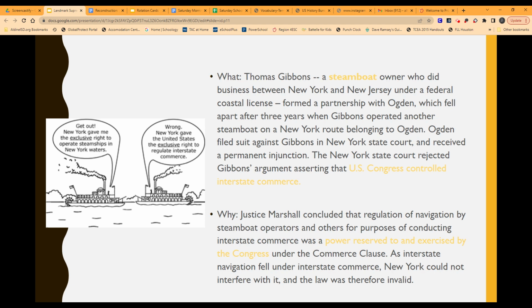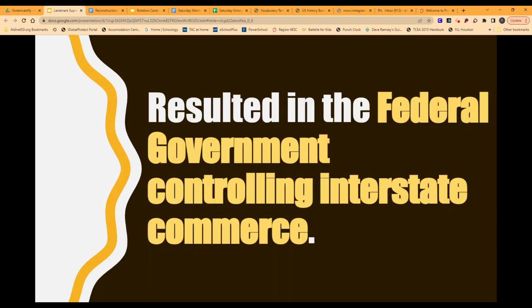The New York State Court rejected Gibbons' argument, asserting that the U.S. Congress controlled interstate commerce. Why? Justice Marshall concluded that the regulation of navigation by steamboat operators and others for purposes of conducting interstate commerce was a power reserved to and exercised by the Congress under the Commerce Clause, as interstate navigation fell under interstate commerce. New York could not interfere with it, and the law was therefore invalid. So, this case resulted in the federal government controlling interstate commerce.